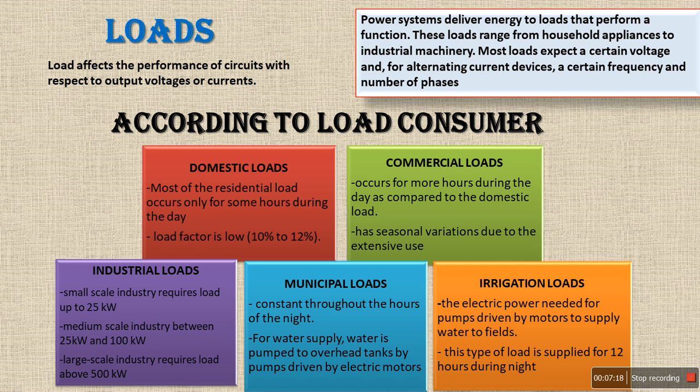So the next is load. The electrical load is the component in a circuit that converts electricity into light, heat, or mechanical motion. Load affects the performance of the circuit with respect to output voltage or current. The power system delivers energy to loads that perform a function. These loads range from household appliances to industrial machinery. Most loads expect a certain voltage, and for alternating current devices, a certain frequency and number of phases.